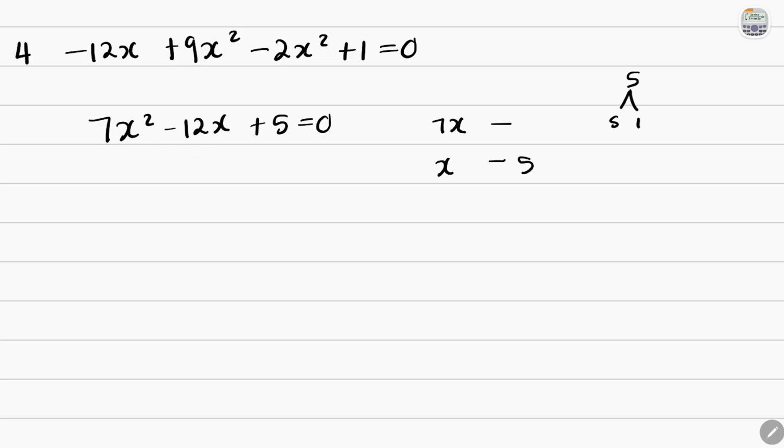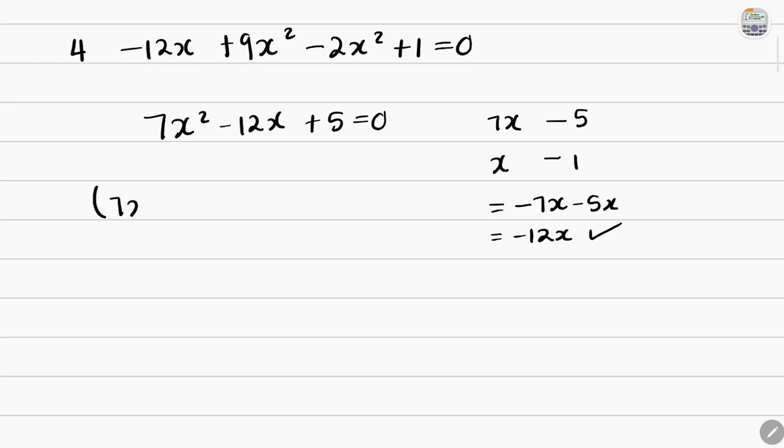If you put the 5 here, it's not going to work. You're going to say 7 times 5, which is 35. But you're going to have to put the 5 here instead. So now if you say 7x times negative 1, we get negative 7x. And then x times negative 5 is negative 5x. And that indeed gives us negative 12x, our middle term. So our factors are 7x minus 5 times x minus 1 is equal to 0.